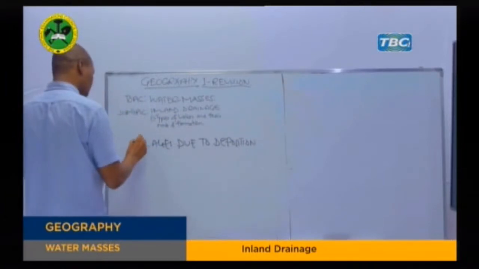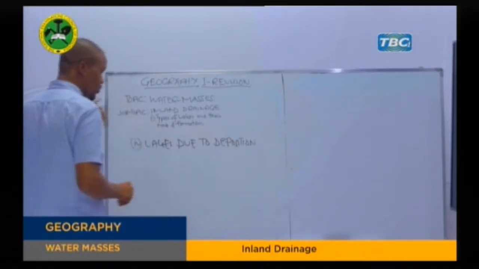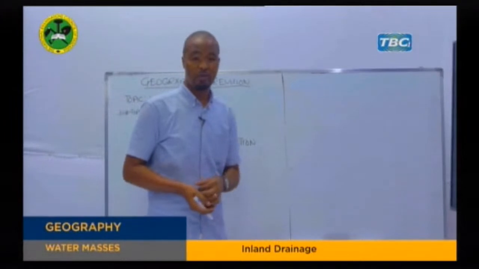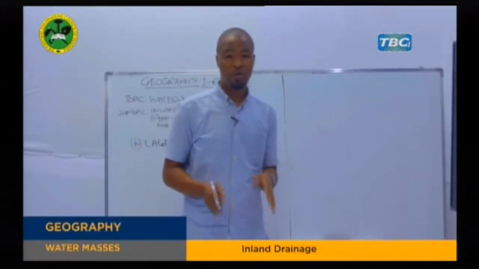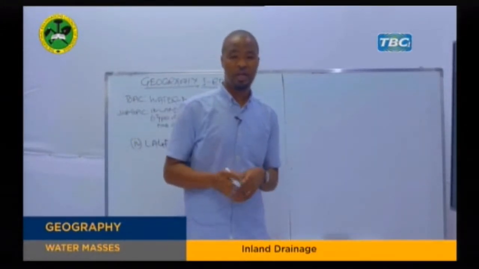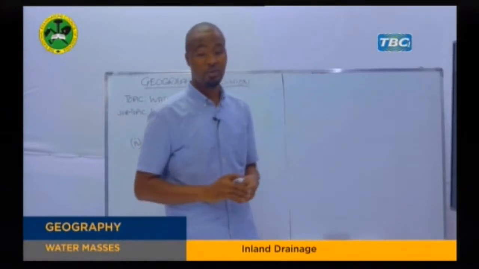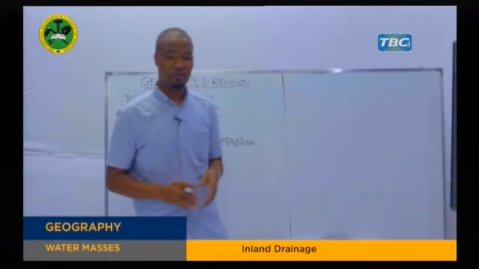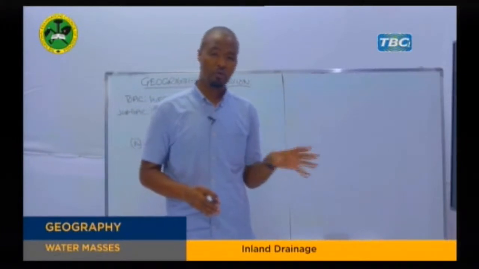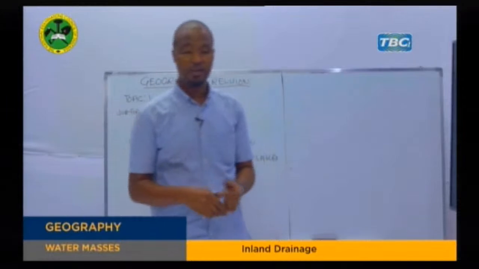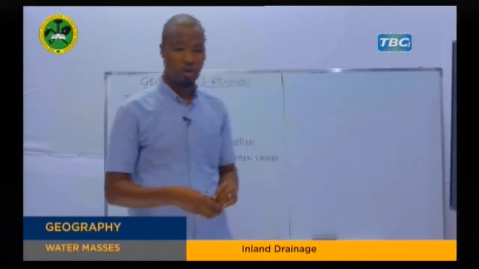Lake due to deposition. This is the last type of lake. So for lake due to deposition, we are going to talk about lake due to glacier deposition and lake due to river deposition. Listen to me very carefully. Due to deposition, it means we are going to talk about glacier deposition lakes as well as river deposition lakes. Okay, let's see the lake due to glacier deposition.